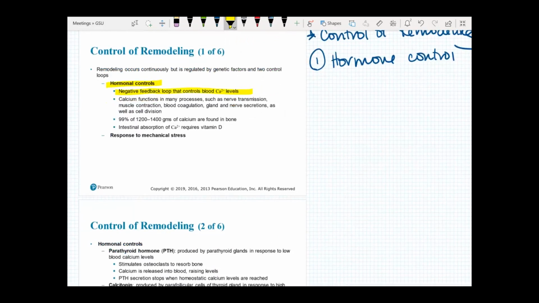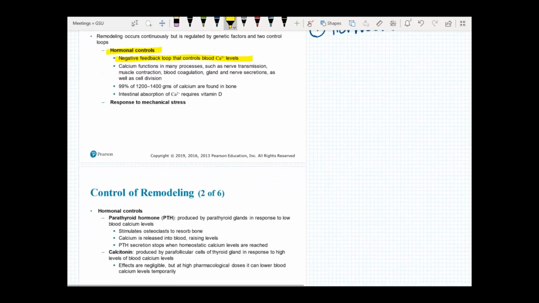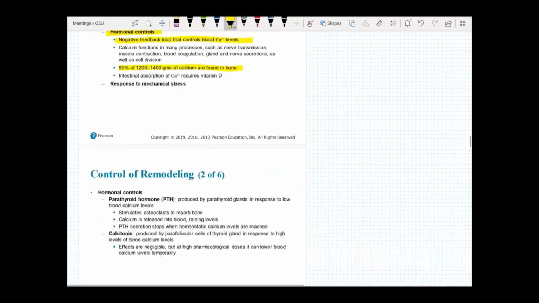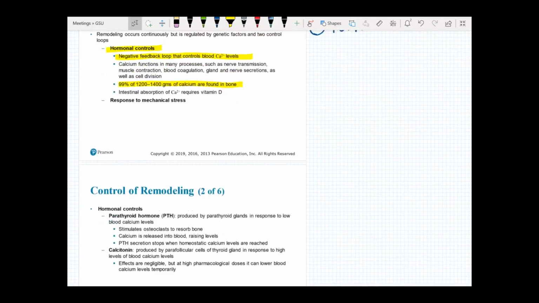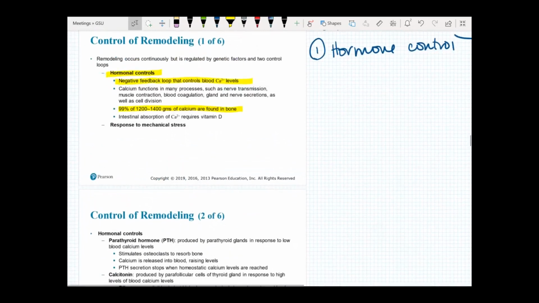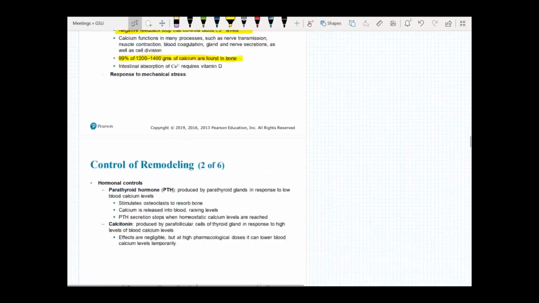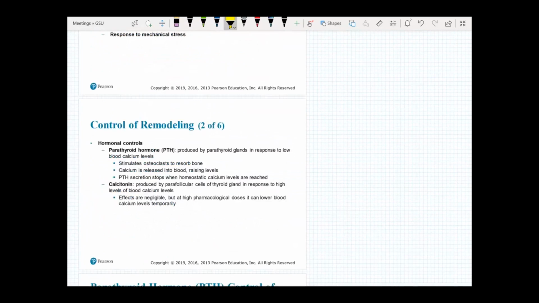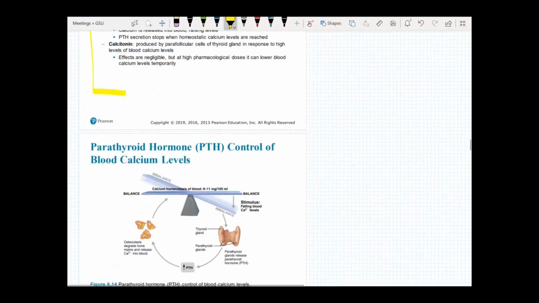But a negative feedback loop is going to control calcium levels, and this is really going to be around the reason we have this calcium. It's responsible in many processes, but really this is going to be for about 99% of the calcium you have in your body being found in the bone. So that's actually really, really, really important. Your hormonal control is going to be responsible for blood calcium levels. What controls your blood calcium level are going to be these two guys right here.